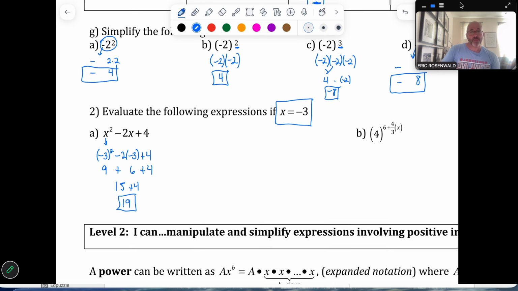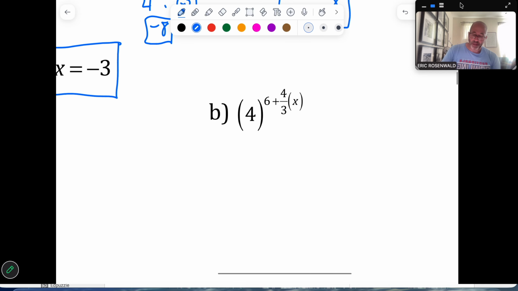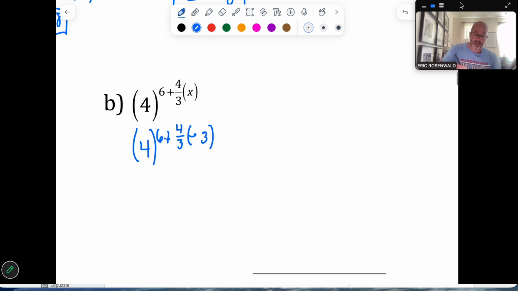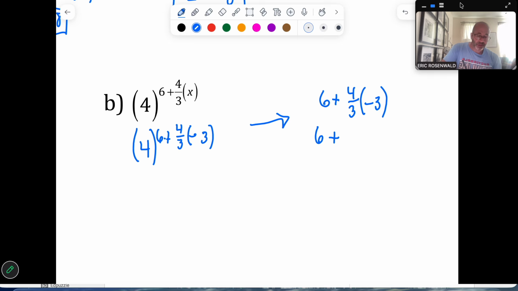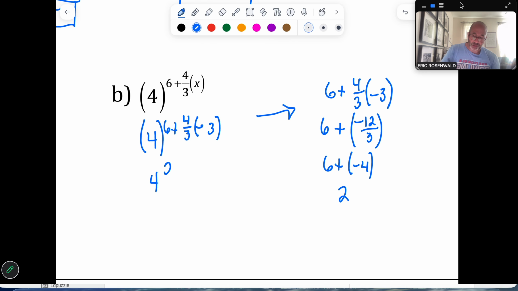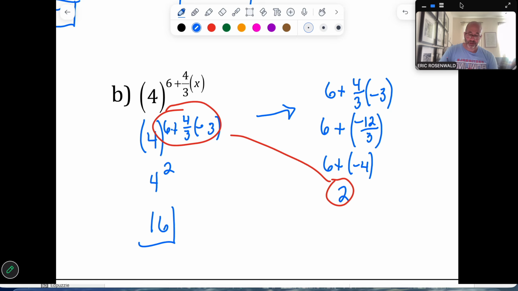Okay. All right, letter B. We have 4 raised to the 6 plus 4 over 3 times -3. And so let's do this off to the side here. 6 plus 4 over 3 times -3. Okay. That means we have 6 plus, this will be -12 over 3. That means we have 6 plus -4. So 6 minus 4 is just 2. So if we simplify this, we're going to have 4 to the 2, because all of this right here is just equal to a 2 when we simplify that. And 4 to the second power is just 16.